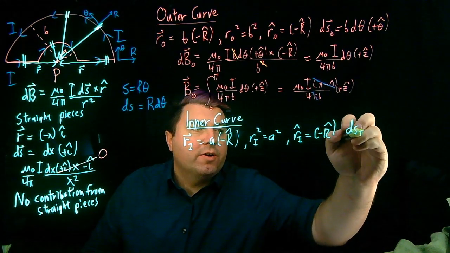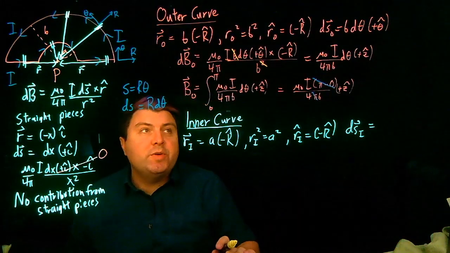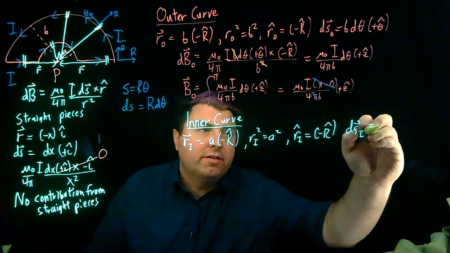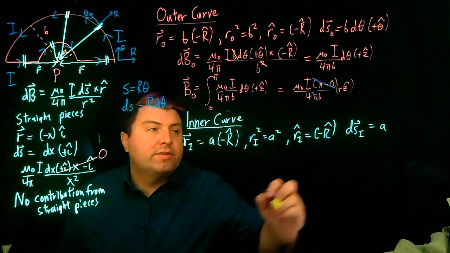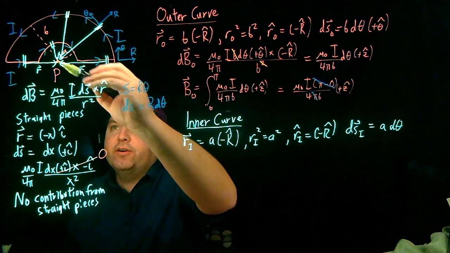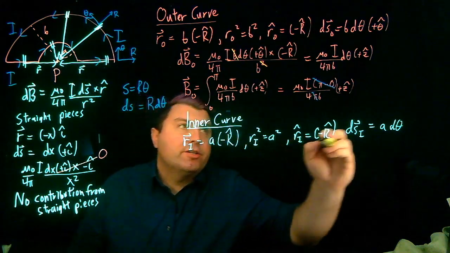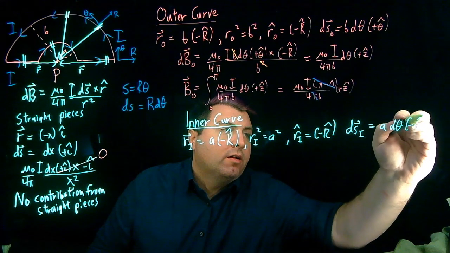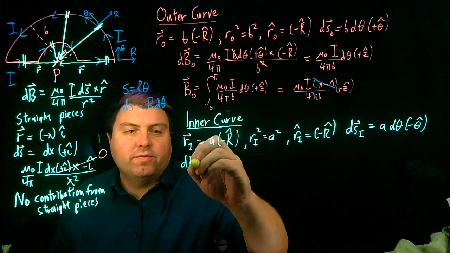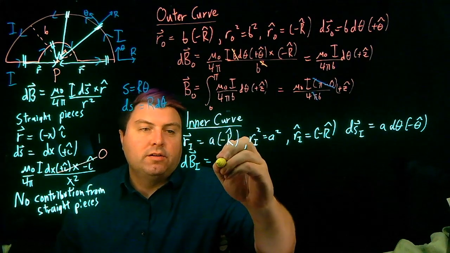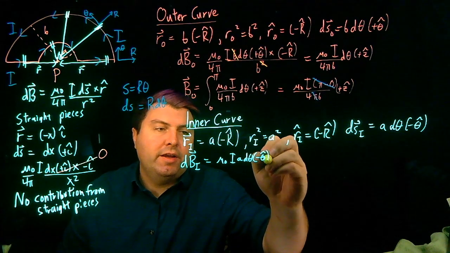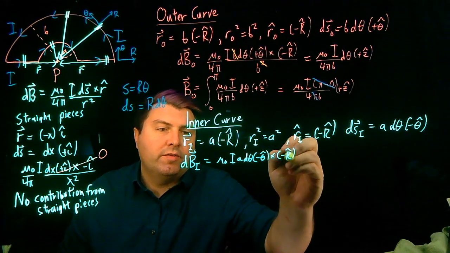And then our ds for our inner is now this arc length. The radius for this arc length is a, and we still have the d theta. We have to think about which direction the current is traveling. Now the current is traveling in the negative direction, so we would have negative theta hat. Cool. So now we can do our dB for our inner and write it out. Mu naught I a d theta, negative theta hat crossed with negative r hat.